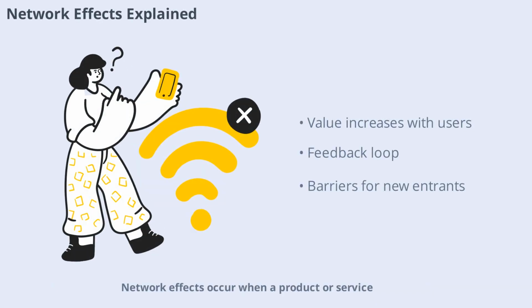Network effects occur when a product or service becomes more valuable as more people use it. This can create a feedback loop, making it hard for new entrants to compete. Social media platforms and online marketplaces often benefit from network effects, reinforcing their market power. Understanding network effects is crucial for analyzing competition in digital markets.